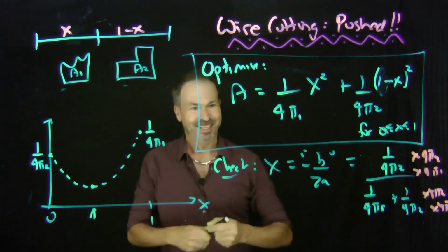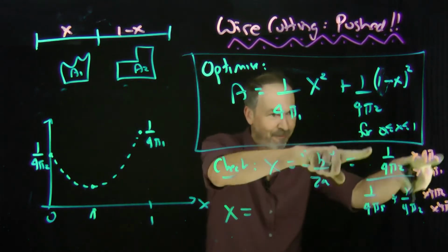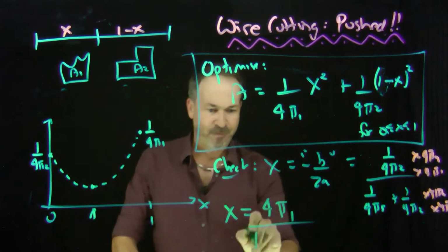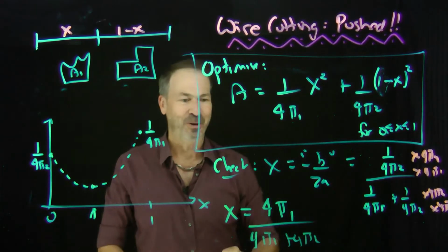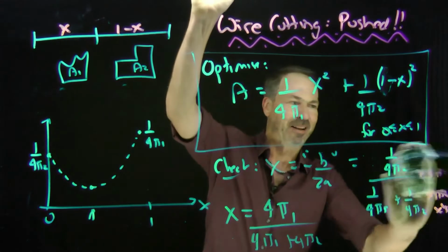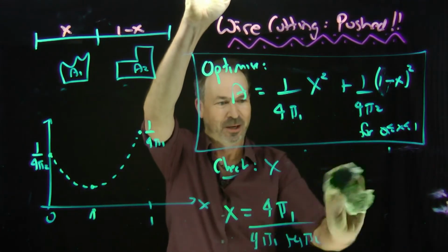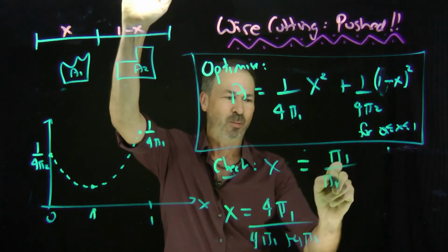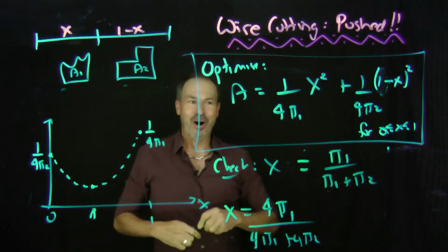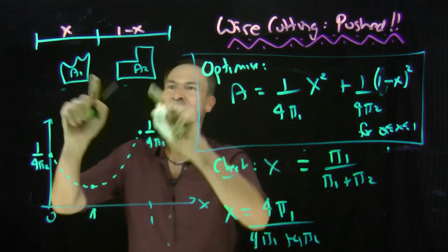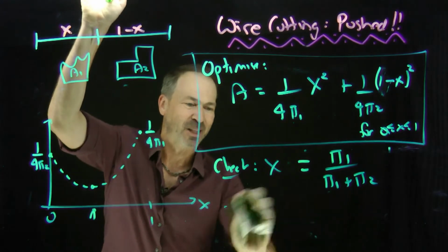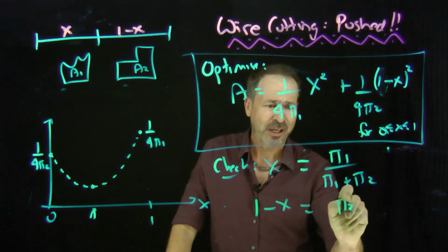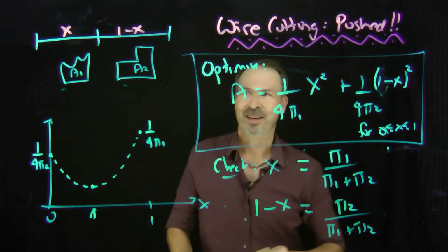Because if I do that, I can see x equals 4 pi 1 on the top over 4 pi 1 plus 4 pi 2. Cancel out the 4s. I'm getting very messy here with my board technique and not very good. Plus I'm getting very excited. x will be pi 1 over pi 1 plus pi 2. Whoa, there it is in terms of the pi values of our shapes. And 1 minus x, the rest of the wire, that which I need to add to that to get to 1 would be pi 2 over pi 1 plus pi 2.